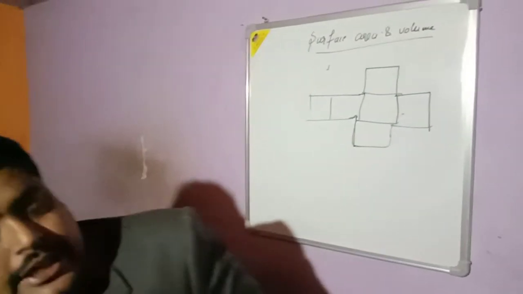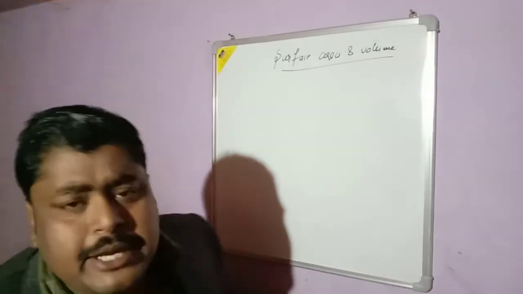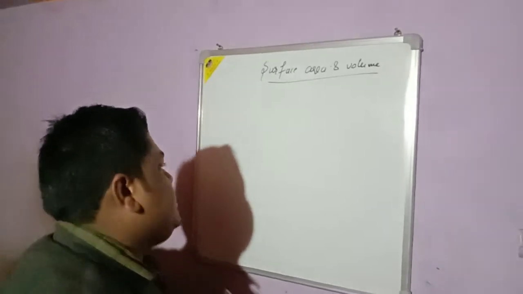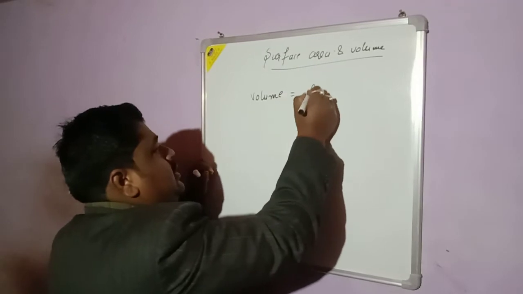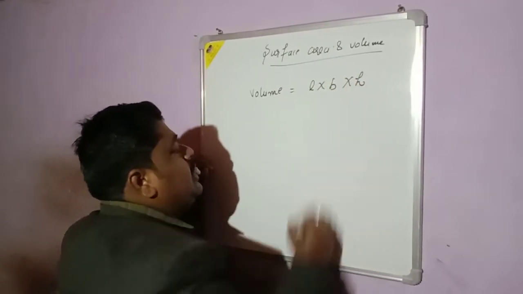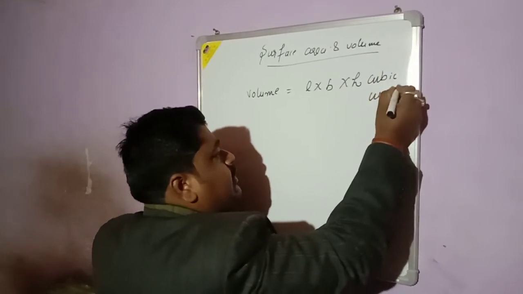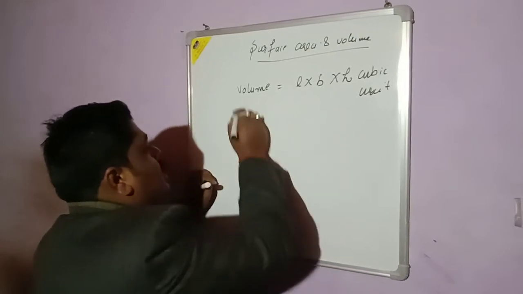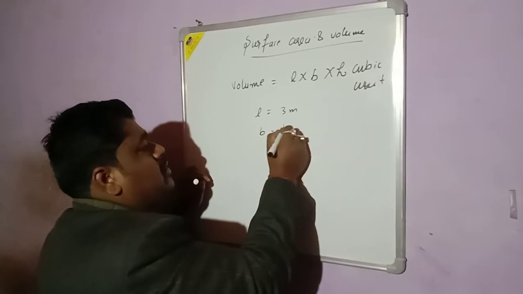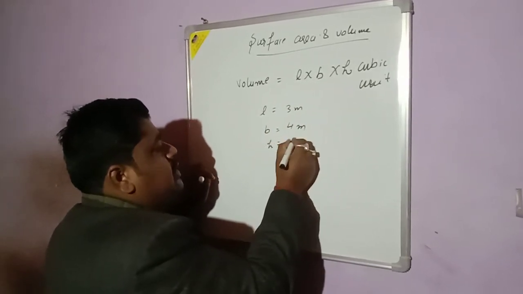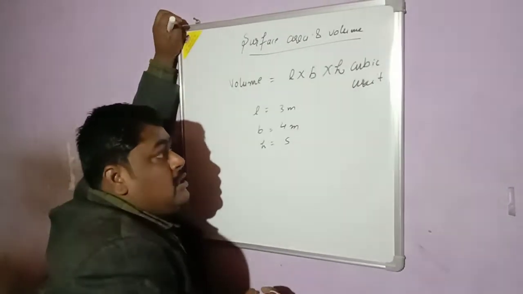So, how can we calculate the volume, surface area and total surface area? Now we are going to see this. The volume of the cuboid we can measure as length multiplied by breadth multiplied by height, in cubic units. As an example, length is equal to 3 meter, breadth is equal to 4 meter and height is equal to 5 meter. Now, we are going to calculate the volume of the cuboid.